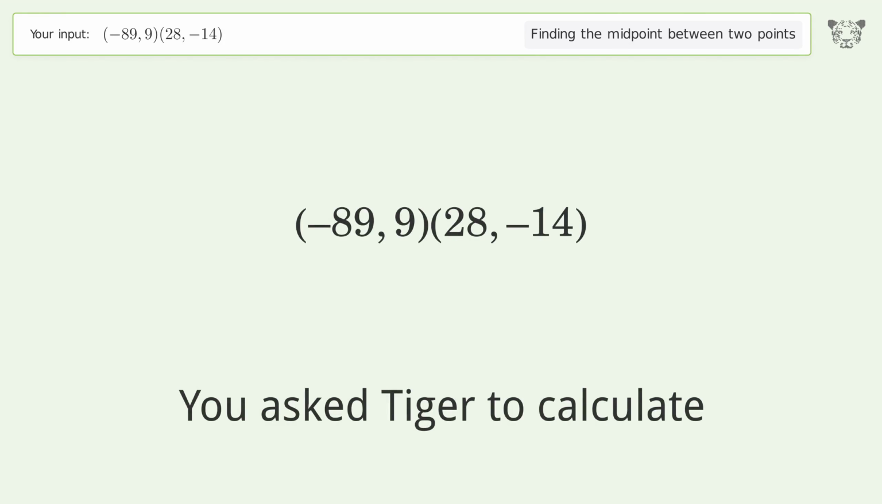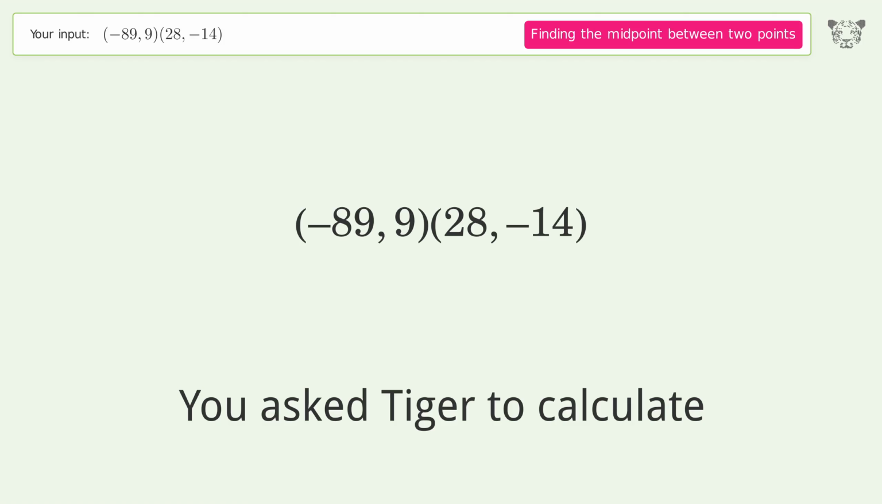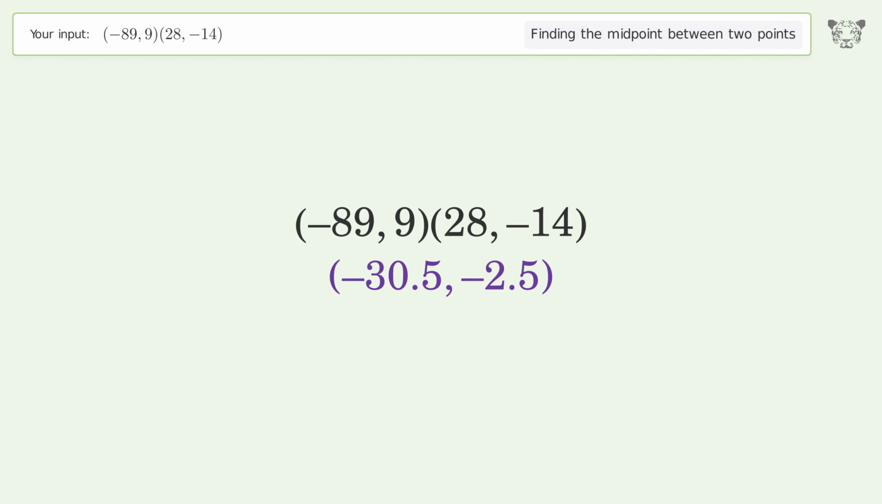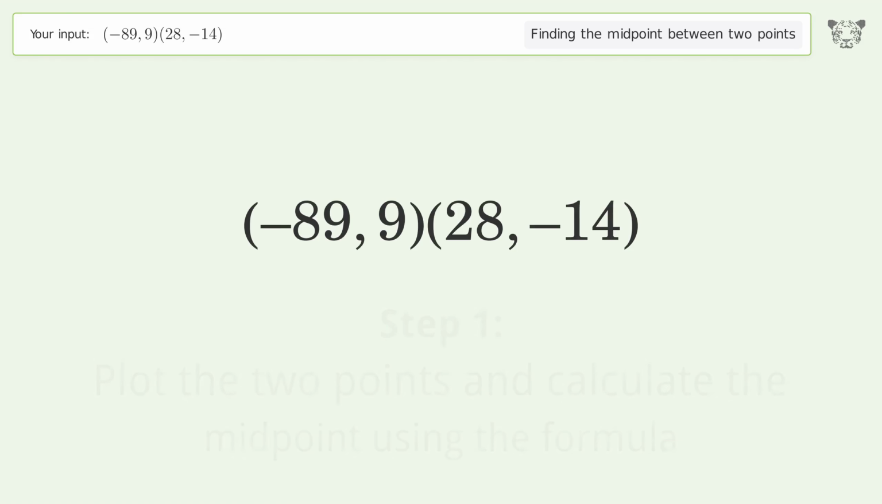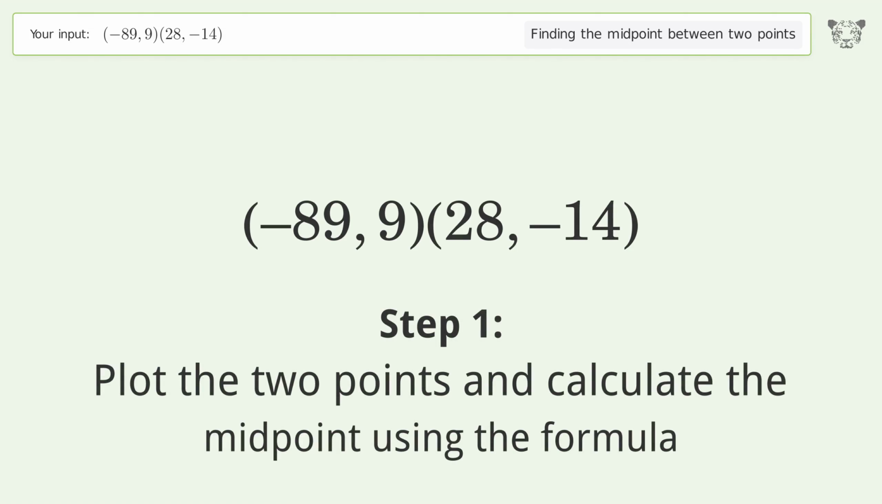You ask Tiger to calculate. This deals with finding the midpoint between 2 points. The midpoint between the 2 points is -30.5, -2.5. Let's solve it step by step. Plot the 2 points and calculate the midpoint using the formula.